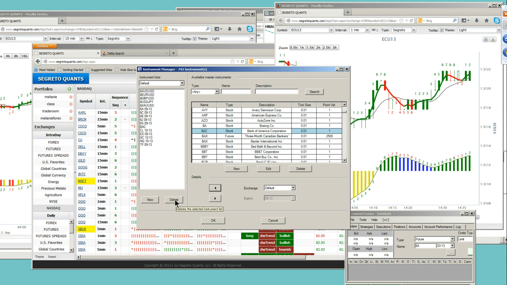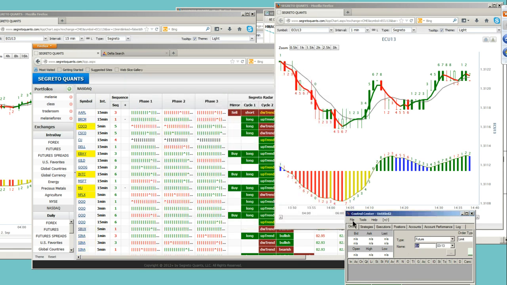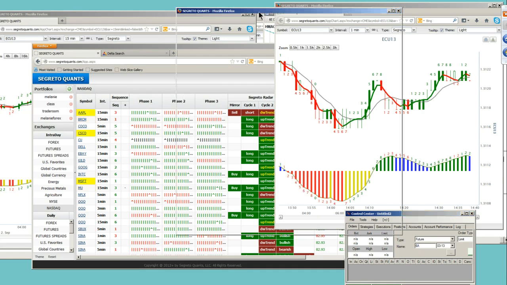Never ever hit the delete button, guys, because then you have to call the broker to put it back into your system. It deletes it permanently. You want to remove something from here, you simply use the arrow that points away. If you want to add something, you use the top arrow. Okay? Very, very important that you never ever hit that delete button in the instrument manager.